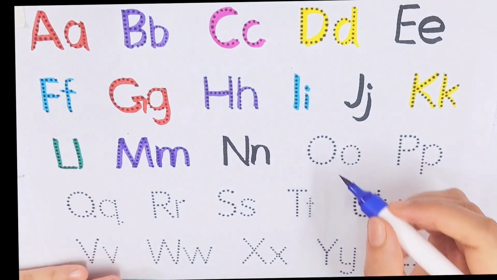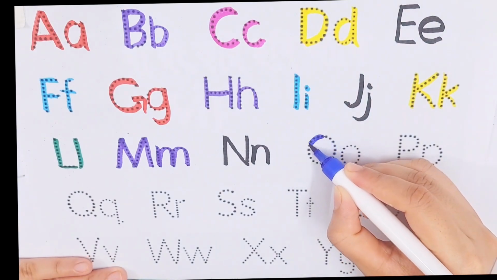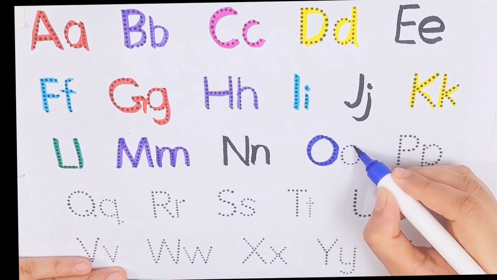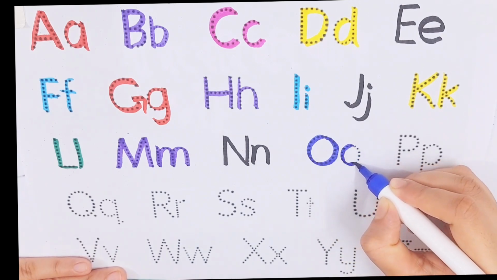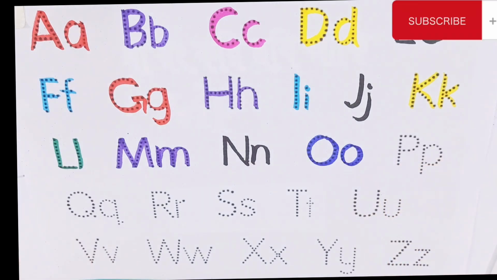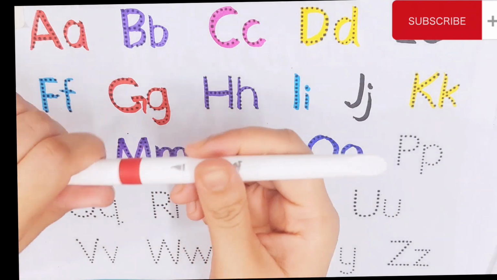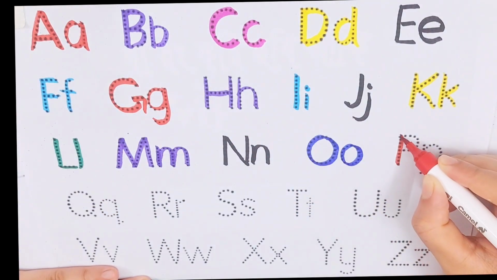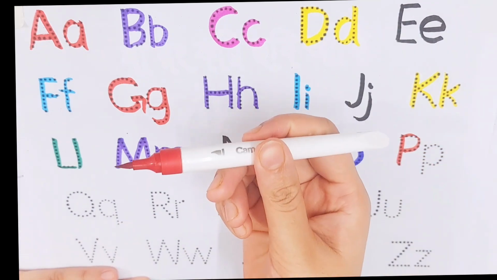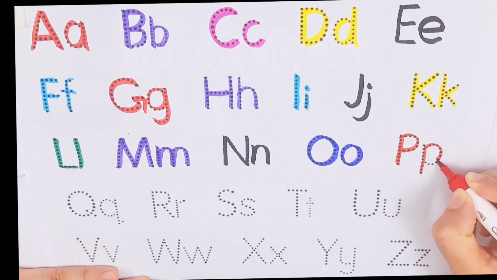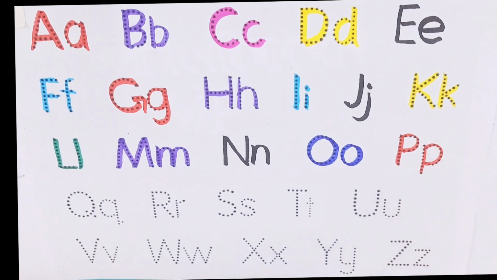Dark blue color. O. O for orange. O for ox. Red color. P. P for pen. P for parrot.